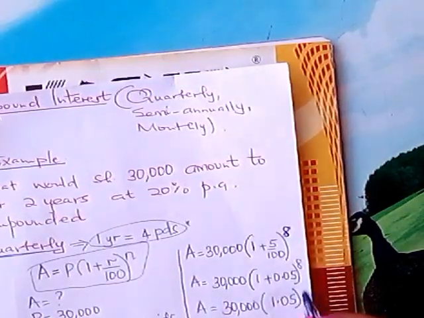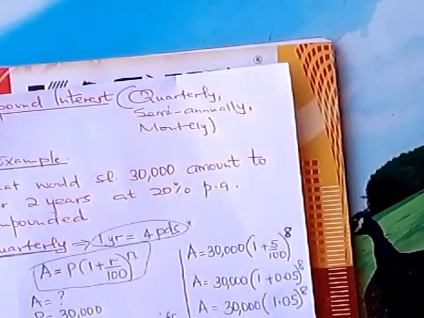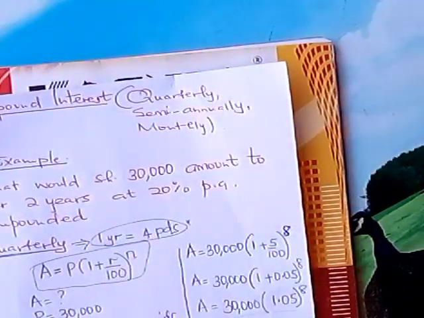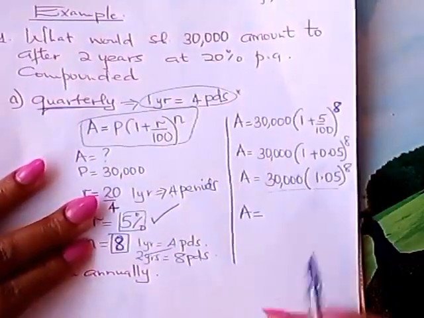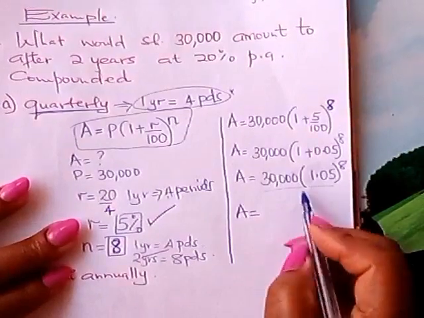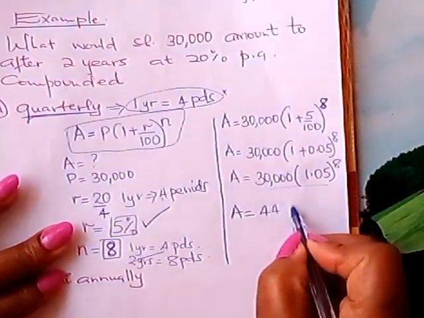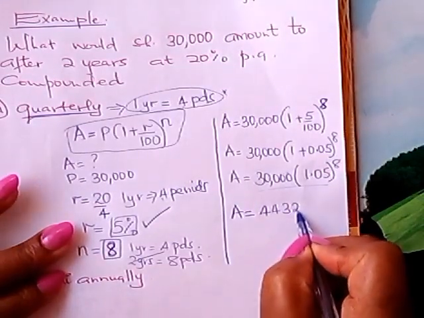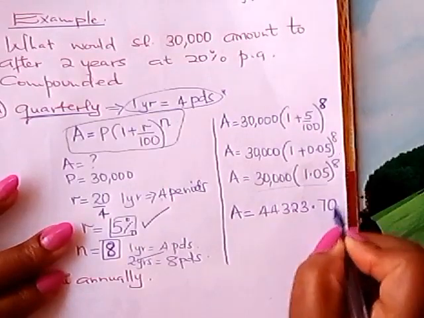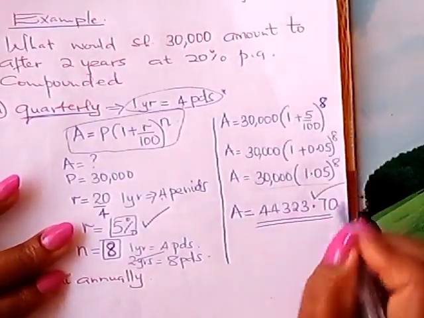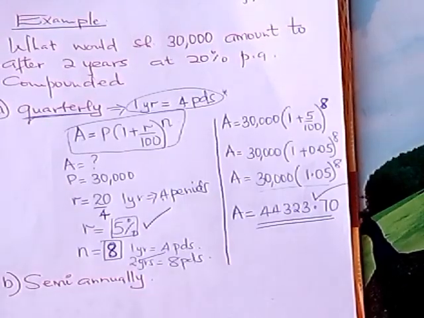1.05, you put that together, raised to 8. From here, learner, you just use a calculator. Key this in a calculator, and therefore you should get 44,327.70. That will be the amount of money after 2 years.